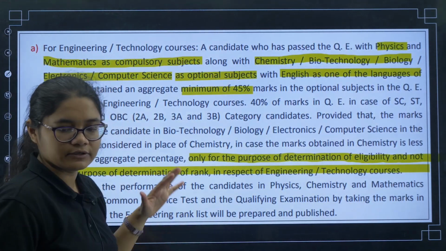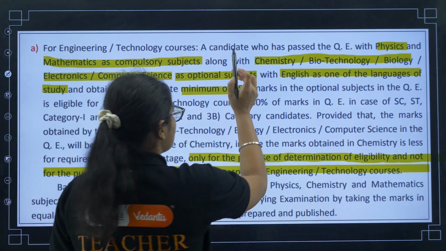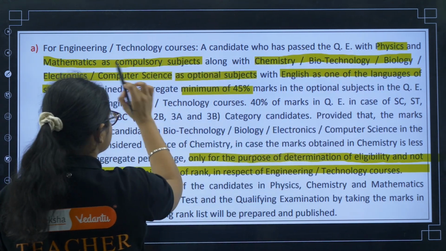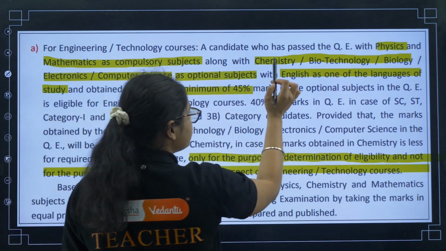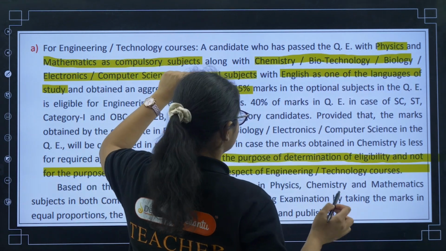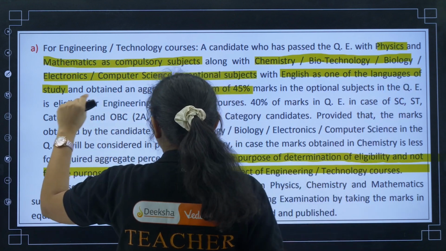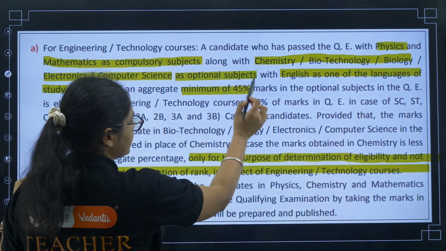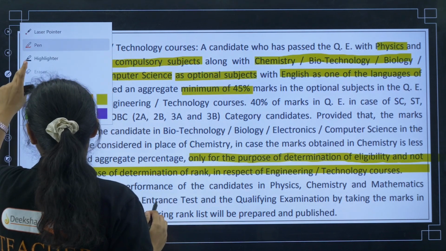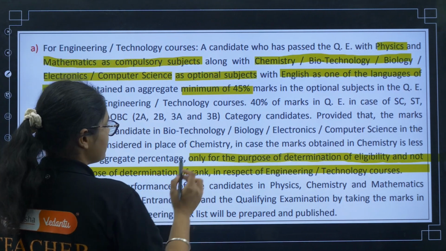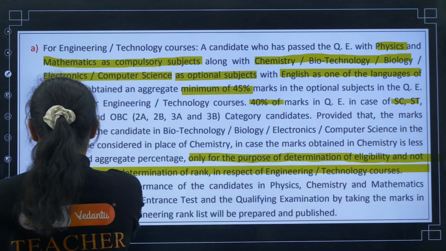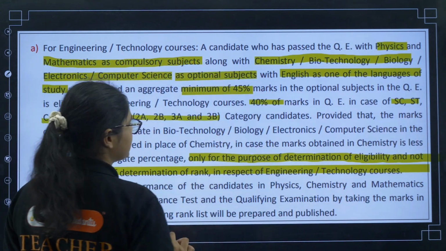For engineering, I'll go into details on this one. A candidate who has passed the qualifying examination with physics and maths as compulsory subjects, along with chemistry, biotechnology, biology, electronics or computer science as optional subject, with English as one of the languages of study, and obtained an aggregate of minimum 45%. Okay, I have explained this in detail, and that percentage is 40% for the students belonging to SC, ST, Category 1 and OBC.